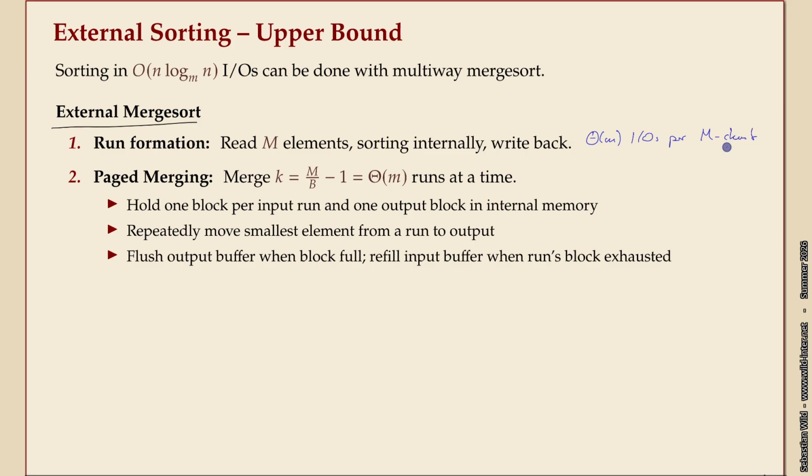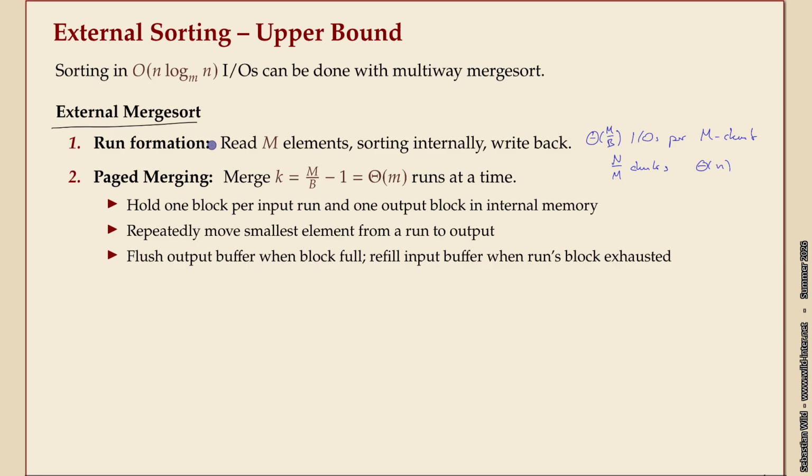And how many such chunks do I have to read? Well, n divided by capital M. And so overall, it's linear in n. I think now it wasn't so smart to write this like this. So you have that many chunks. So it's little n, capital N divided by B total IOs for the first stage.